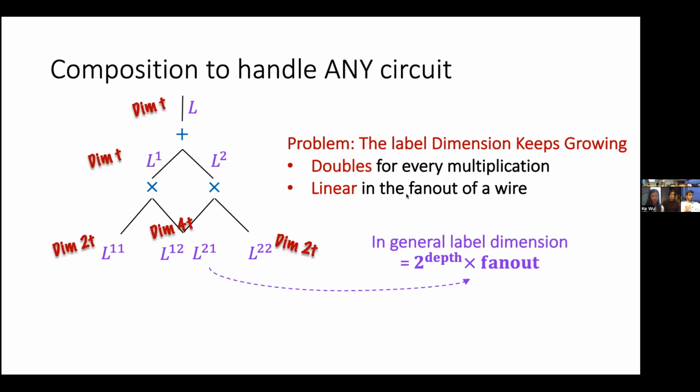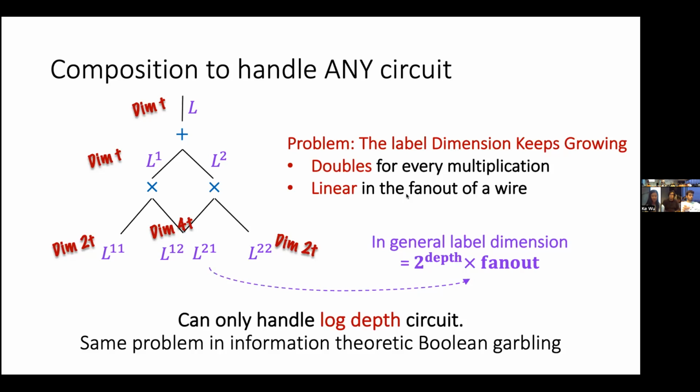So this means that in general, I will get a pretty large label dimension after a while if the circuit is deep, and hence using this alone, you can have information theoretic garbling only for log depth circuits. And this is not just a common problem. Even in the Boolean case, Yao's garbling has an information theoretic version that also gets stuck at logarithmic depth.